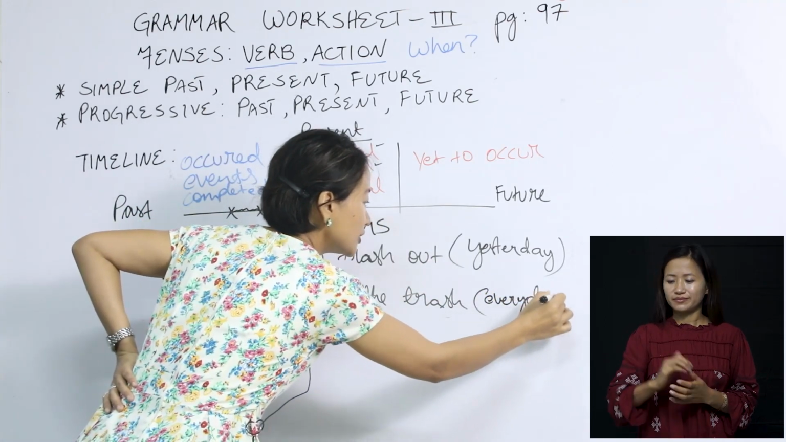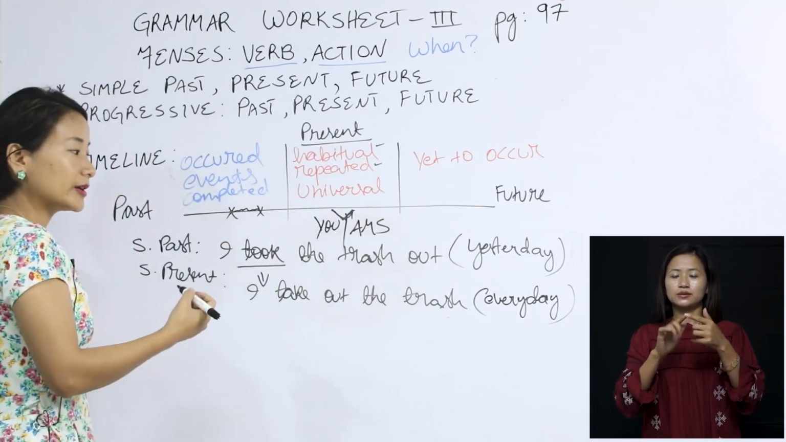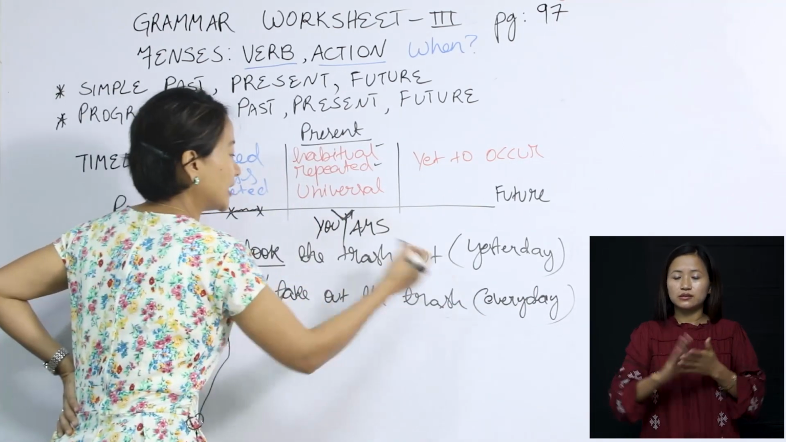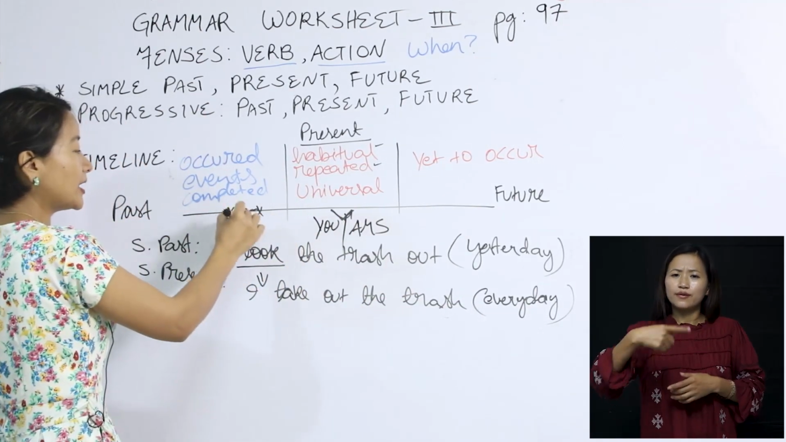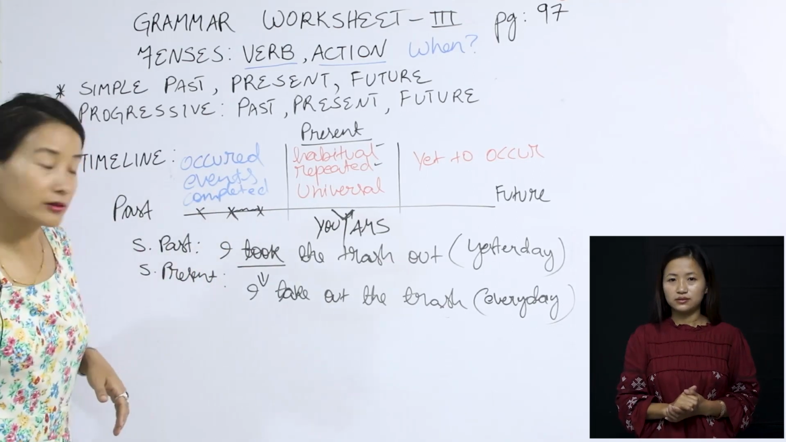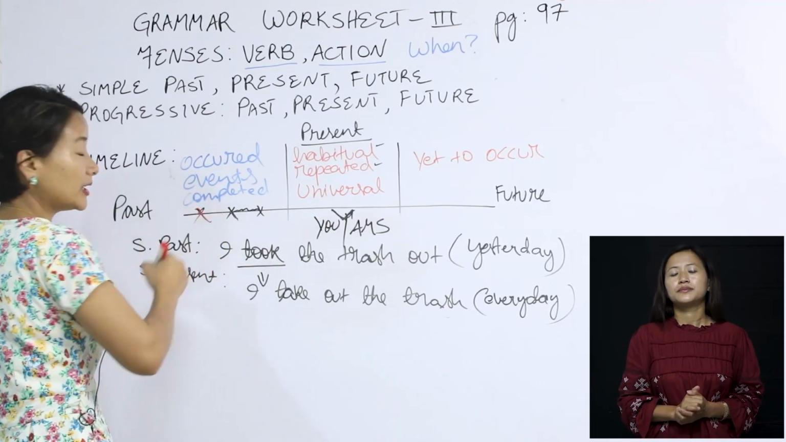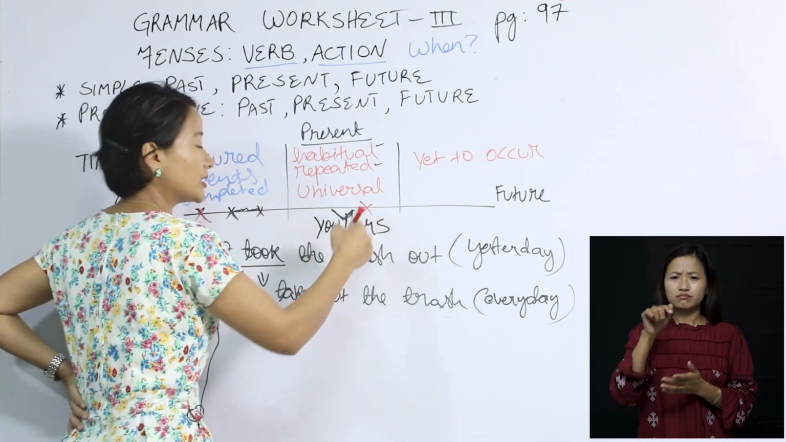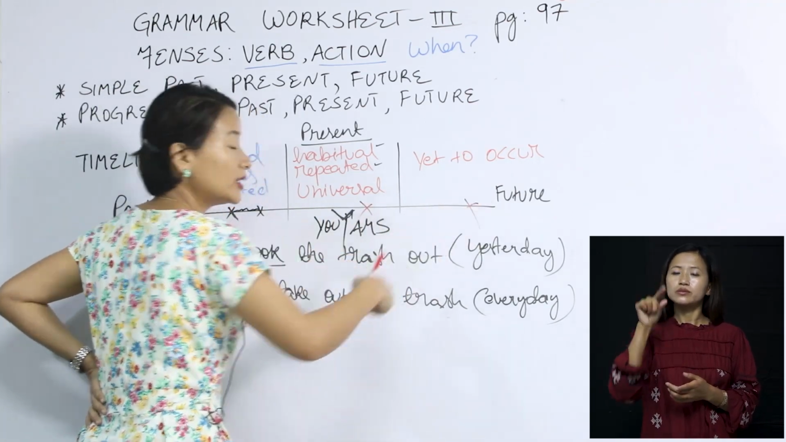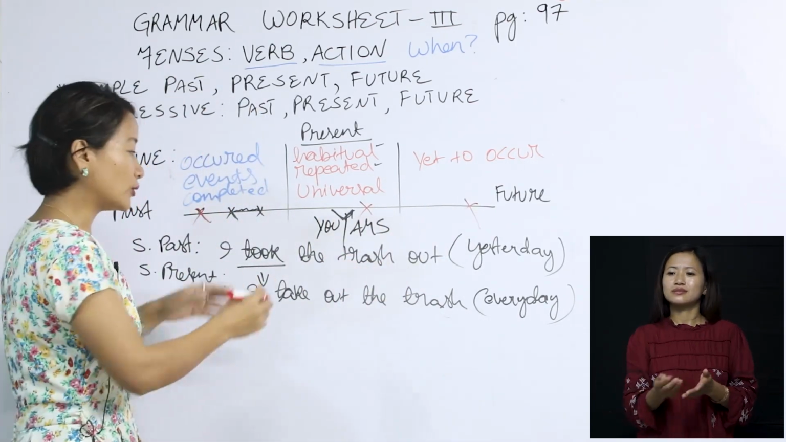In some cases, in order to make it clearer, we also use every day. So every day here, maybe in the past you do that, in the present you do that, and even in the future you are likely to do that.